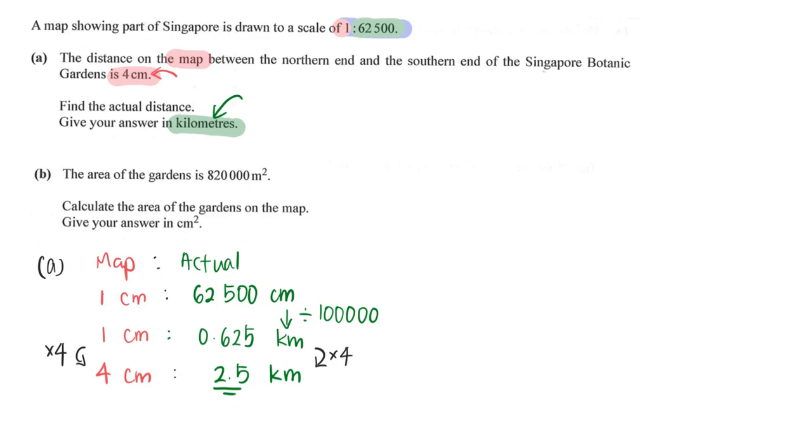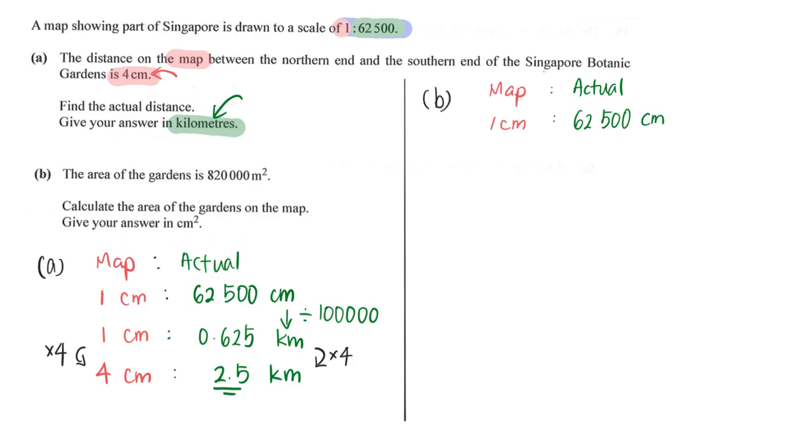So let's move on to part B. Part B, they talk about area. Means that I need an area scale. So again, relying on the previous scale. But notice this scale is actually given in cm. It is not cm square or meter square. And very carefully, Mr. Tan also saw something.